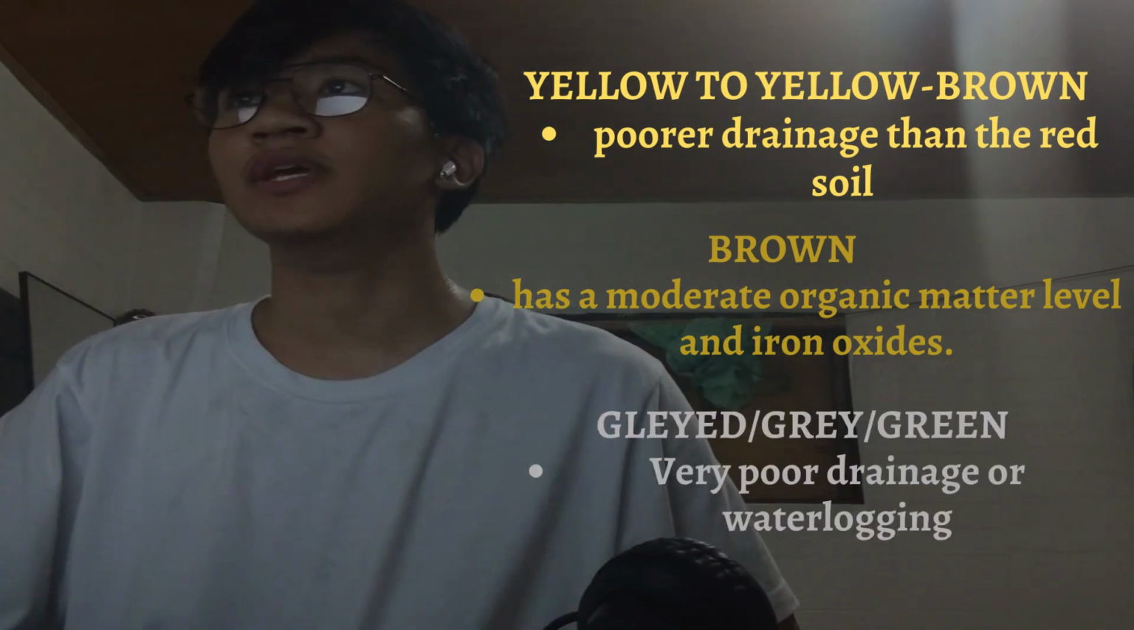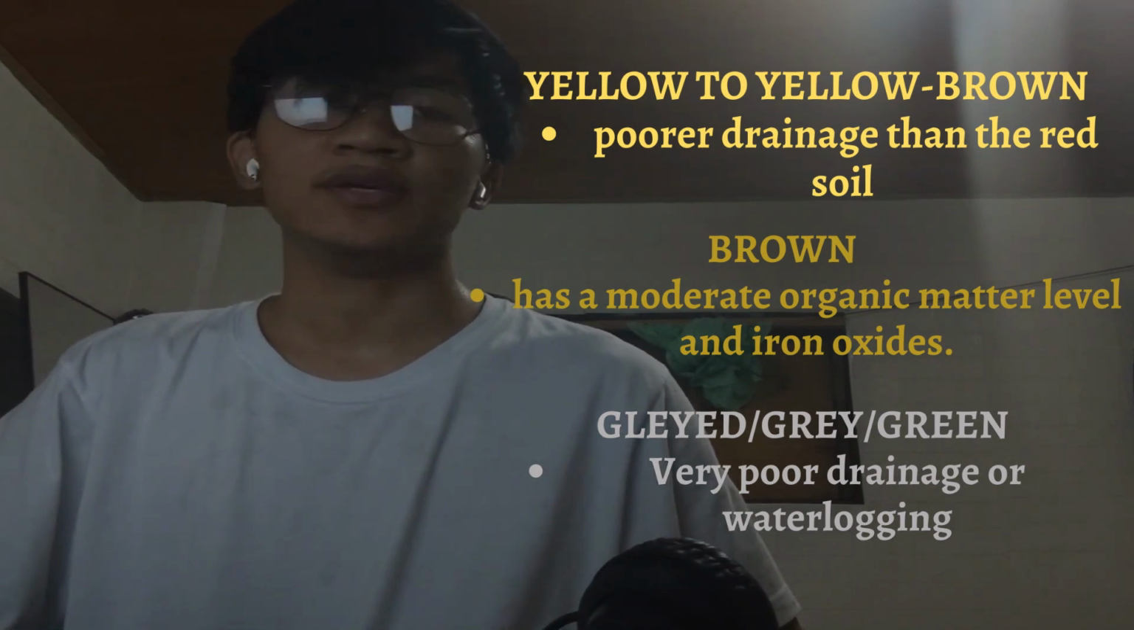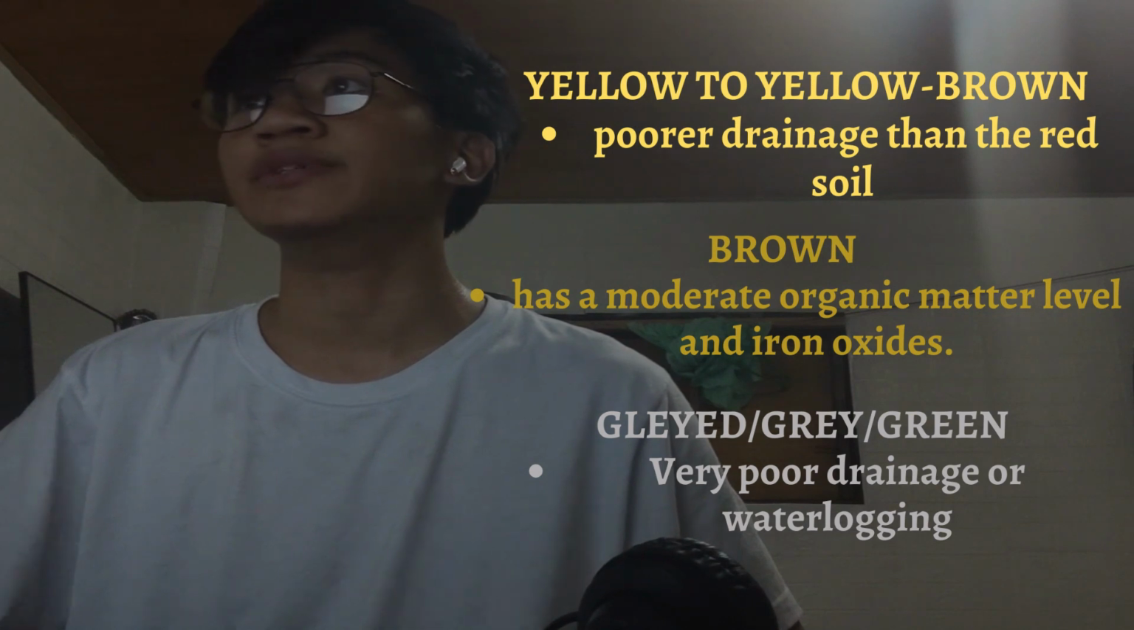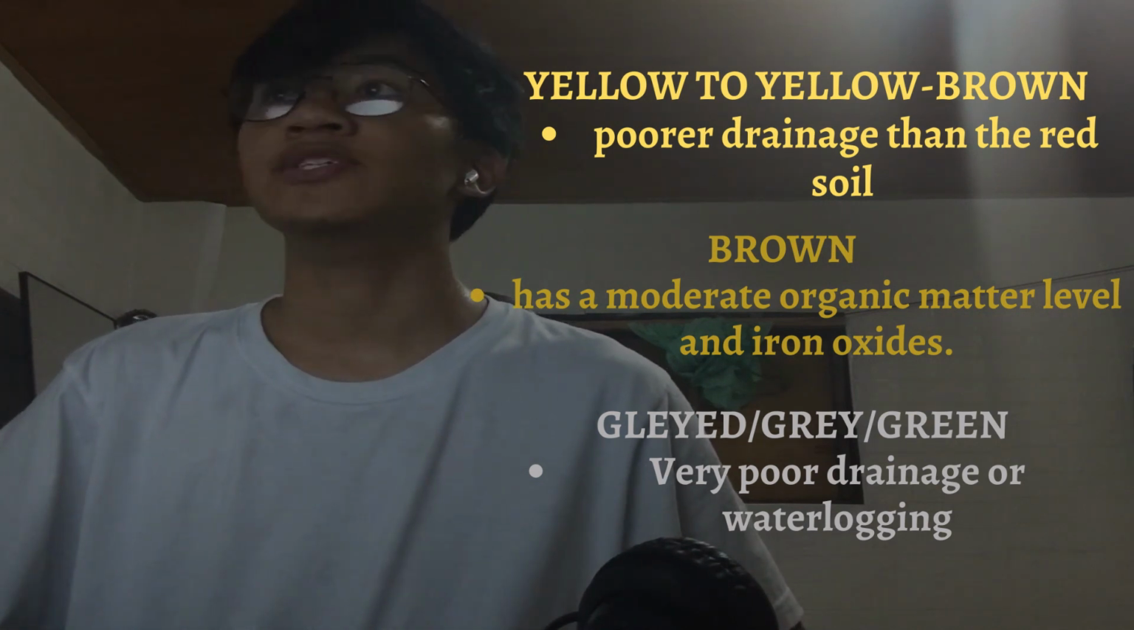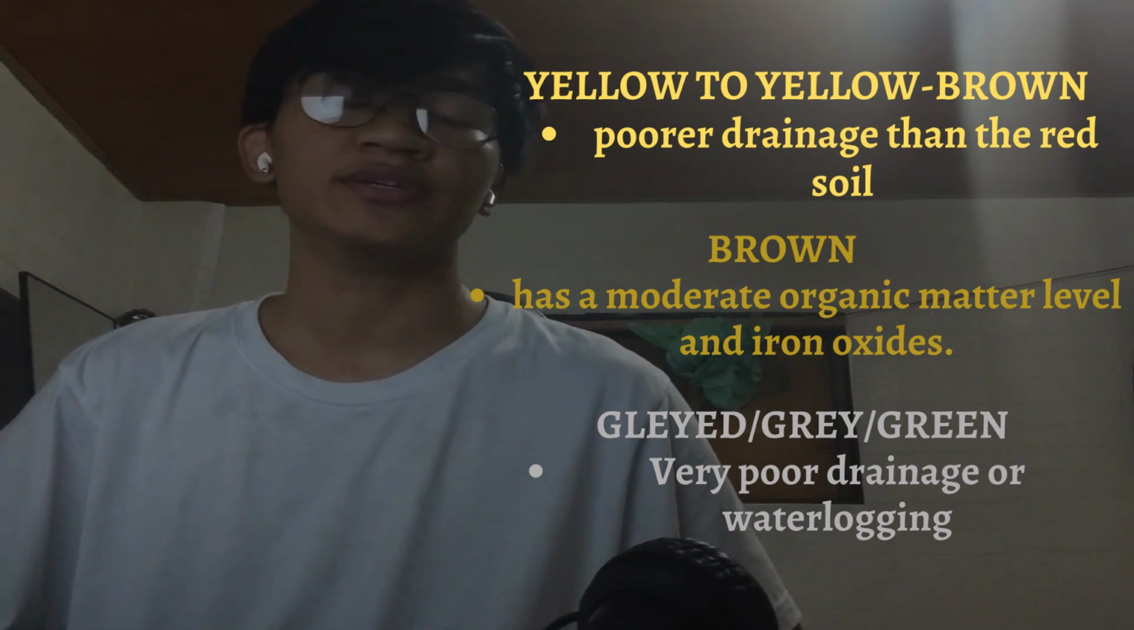And the last one is the gley or green or gray color. This color of soil has very poor drainage or waterlogging. The lack of air in these soils provides conditions for iron and manganese to form compounds that give these soils their color.